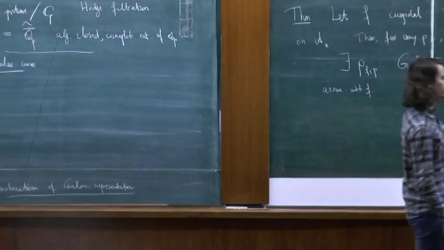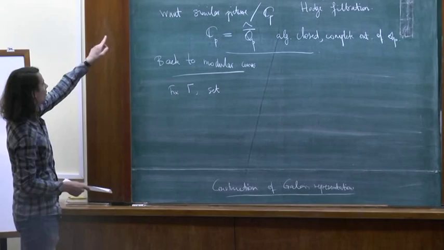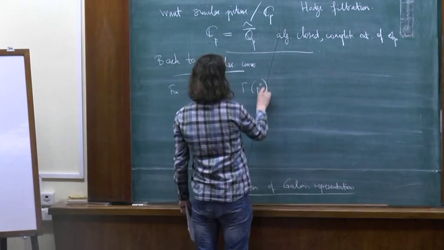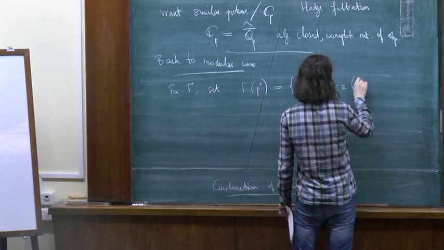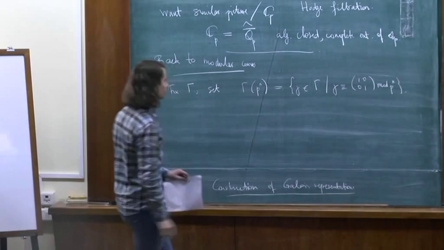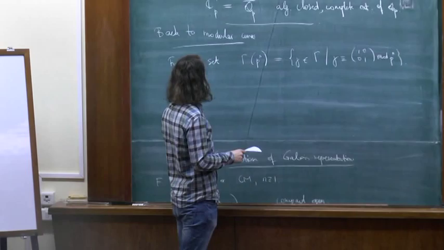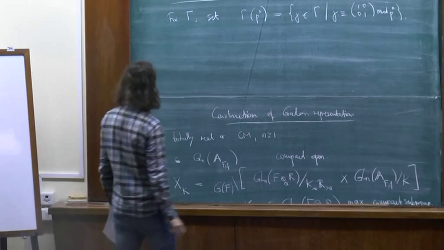So we don't have to take the inverse limit over all levels, but only the p-power levels. So let gamma p to the n be those elements in gamma such that gamma is congruent to the identity mod p to the n. Maybe I should write gamma intersected with gamma p to the n for this, but let me keep it this way. And so I have my modular curve. It's an algebraic variety over Q.